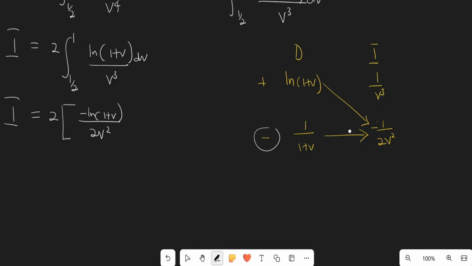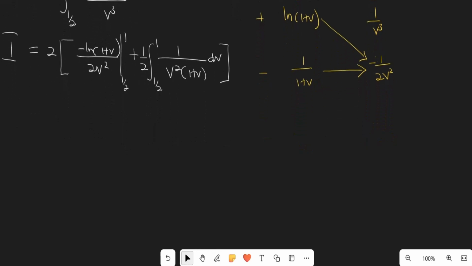And then negative, when you multiply terms horizontally, that is going to be positive. Then the integral, 1/2 is a constant, it comes in front here. And then we are going to have 1 all over v squared multiplied by 1 plus v, and then dv. The limits of integration from 1/2 to 1. This way you are done with the integration. Take the limits of integration from 1/2 to 1. All this is multiplied by 2 in front.